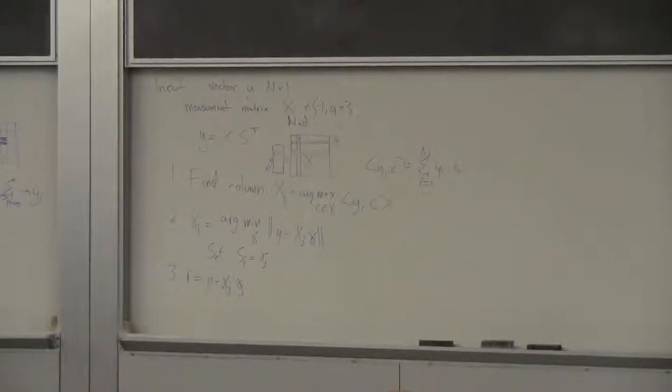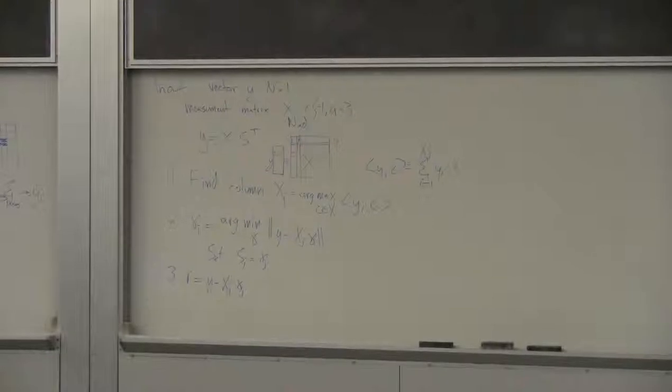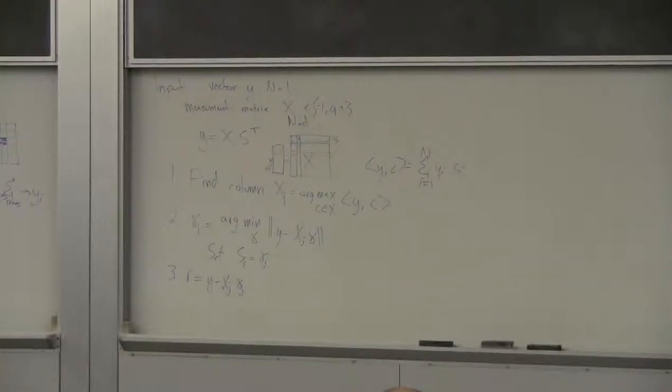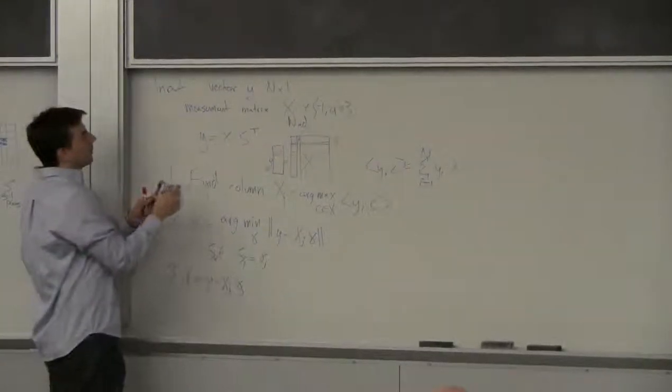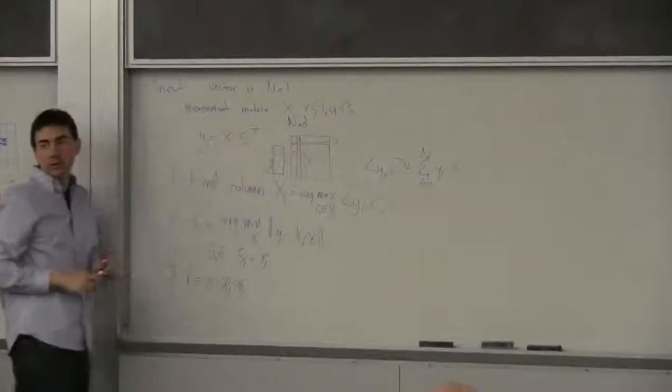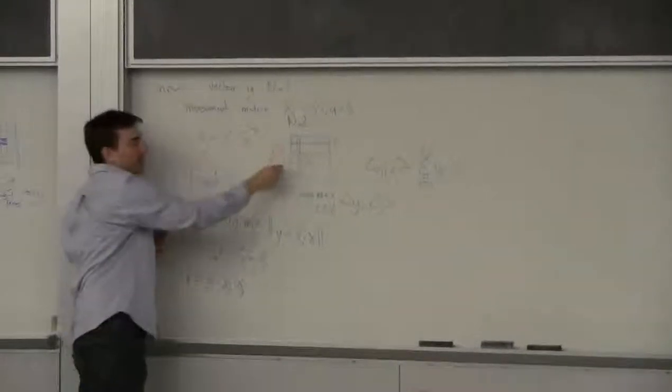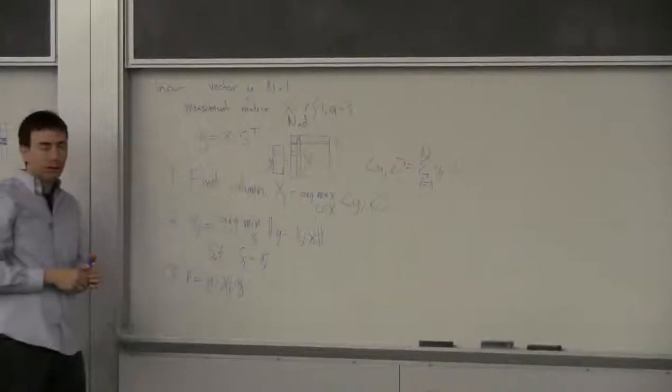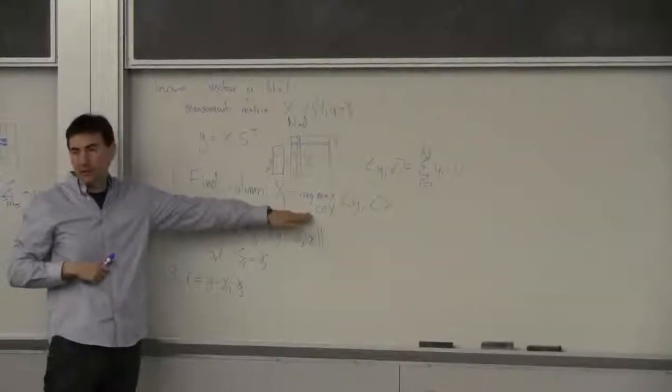Could you explain the first step again? I mean, how are you getting that column? So I'm going to check every column. For every column of x, so I have my input, I have y and I have x. I'm going to check every column of x, take its dot product with y, and find the one that maximizes this.